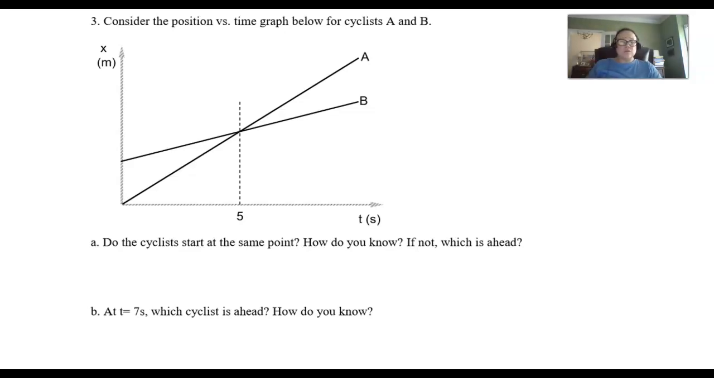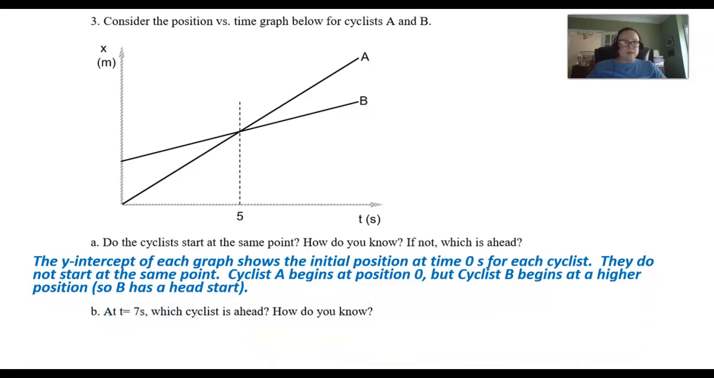So first of all, do the cyclists start at the same point? And how do we know? Well, if I want to know where they start, I want to look at time 0. And the place where these graphs are at time 0 is the y-intercept of the graphs. So the y-intercept of each graph identifies the initial position. I can see that cyclist A is beginning at position 0 meters, but cyclist B has a higher position at time 0. So you could think about this as cyclist B having a head start.